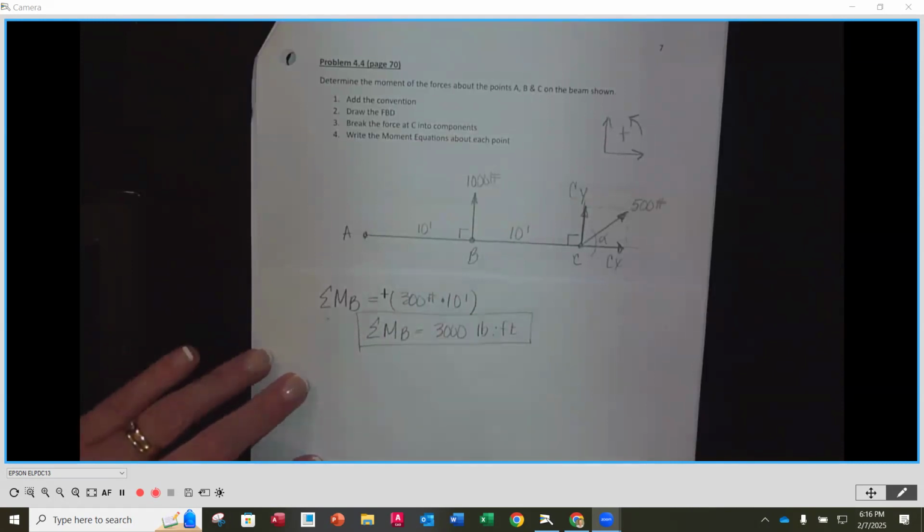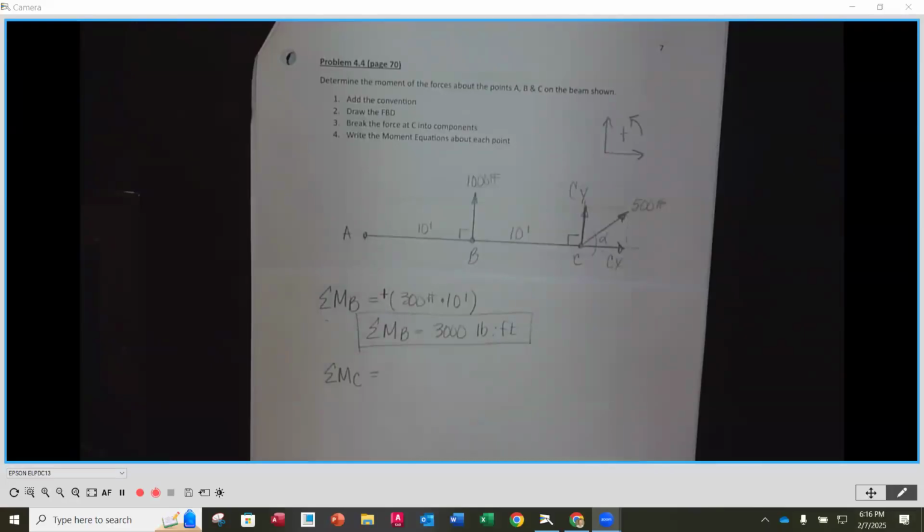And then the last one is going to be summing your moments around C. Go ahead and do it. Okay, I'm going to let you do this one, and then I'm going to hesitate for a little bit and then I'll write it in, okay?